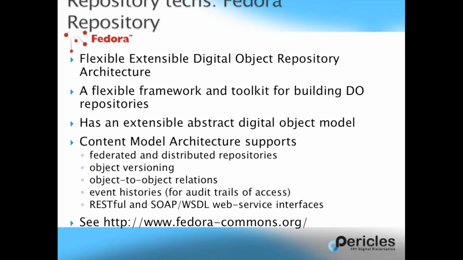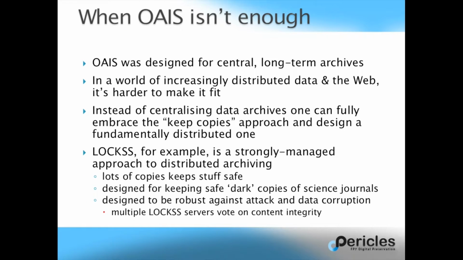Fedora, the Flexible Extensible Digital Object Repository architecture, is another commonly used set of building blocks for building archives. It's a little bit more of a framework and a toolkit than DSpace. It has an abstracted model architecture and abstract model of digital objects, supports a number of useful things. Versioning is included, which is handy. Object-to-object relations. And again, very popular in the open source community for building these sorts of long-term repositories.